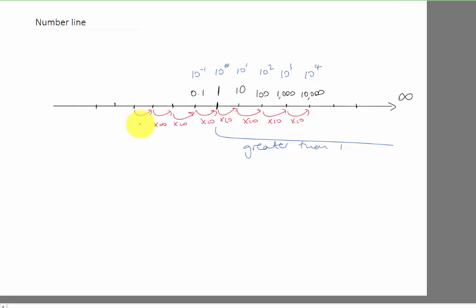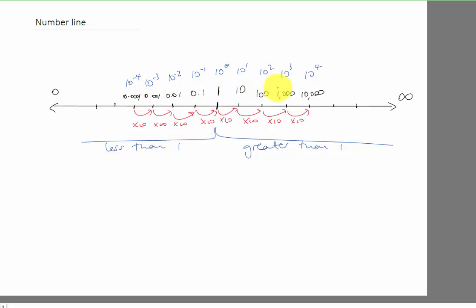Let's just draw this out. So that would give us 0.01, 0.001, 0.0001, and so on. And if we go all the way down to the end of the line this way, we would get to 0. So all these numbers are greater than 0, but they are less than 1.